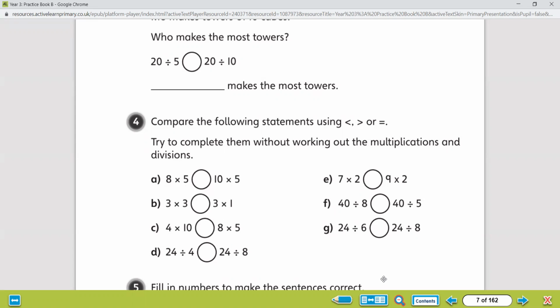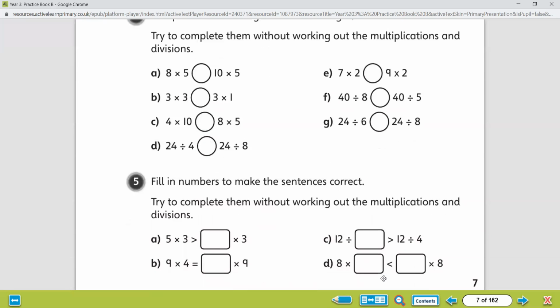Let's have a look now at question 5. Again, you will need to pause the video. You're going to fill in the numbers to make the sentences correct. Again, try and complete them without working out the multiplications and divisions. Question A says 5 times 3 is greater than something times 3. So 5 lots of 3 has to be more than another number times 3. You've got to think, am I going to choose a number that's bigger than 5 or smaller than 5?